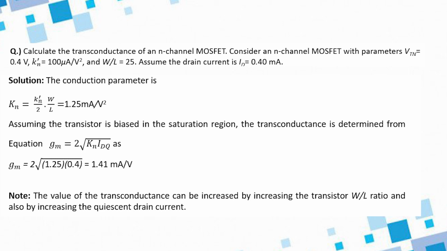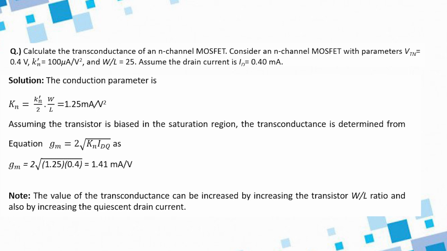Now, assuming the transistor is biased in the saturation region, the transconductance is determined by the equation Gm is equal to 2 under root Kn into IDQ. So, we have got the value of Kn, that is 1.25 milliampere per volt square, and we know the value of IDQ. IDQ is equal to 0.4 milliampere as given in the question.